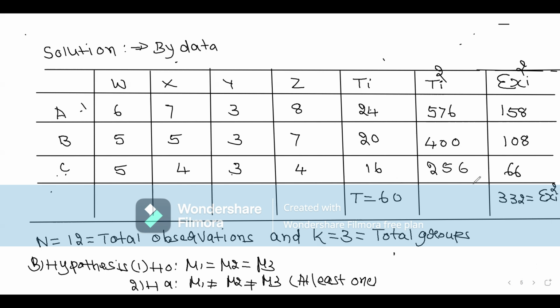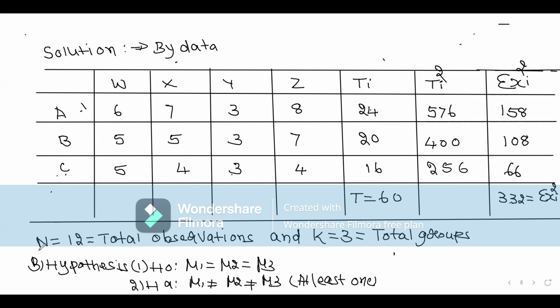You write here. Then again, I want summation of X square. Means again, shift 1 button, 3rd button, and number 1. That is summation of X square. Now look here, 66. Now add them, it is 332. Add this Ti, 60. Okay.